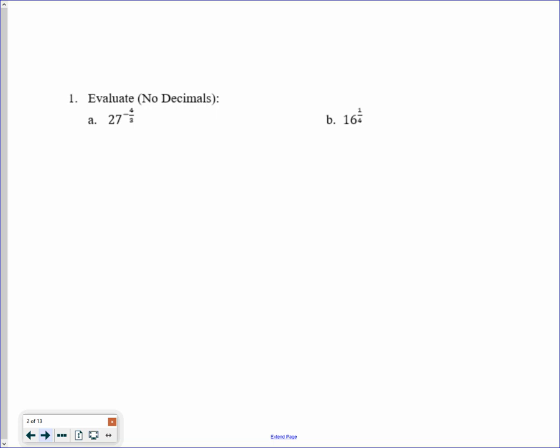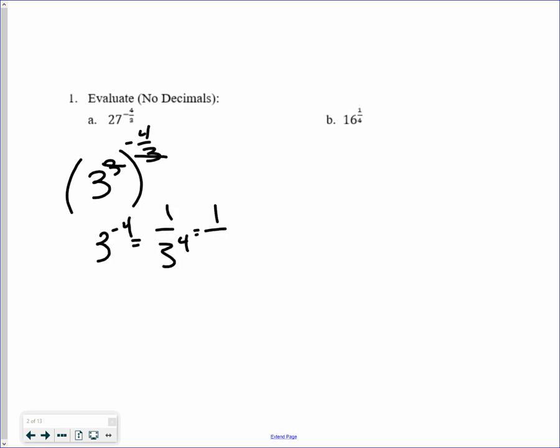You technically can do this without a calculator if you'd like. It'd be 3 to the third raised to the negative 4/3. What ends up happening is the exponents cancel. Anything to the negative power means reciprocal. And so the answer to this question is 1 over 81.